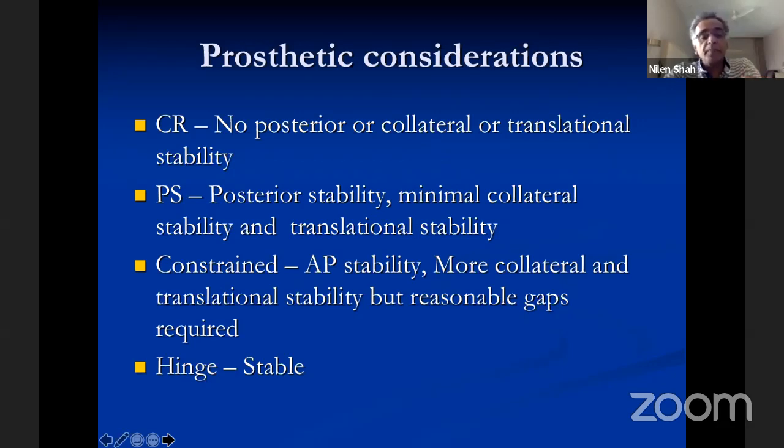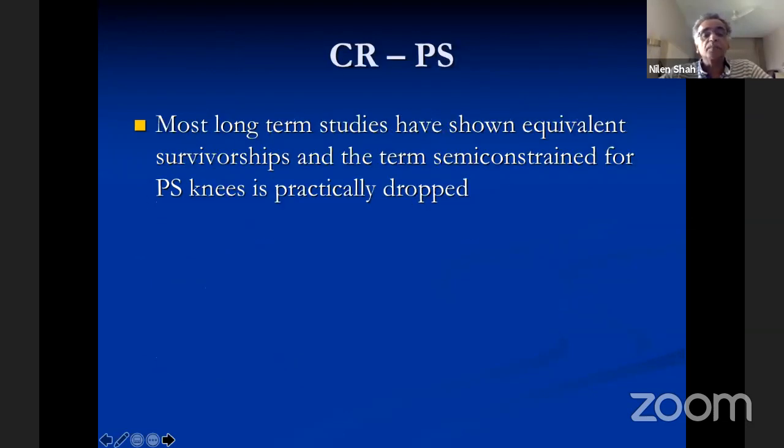PS, the word PS means posterior stabilized. So by the word itself, it means that it is going to give you posterior stability. It gives you minimal collateral stability and translational stability. Constrained will give you AP stability, more collateral and translational stability, but still you would require reasonable gaps. And then you have the hinge knee, which is stable in all planes except flexion extension.